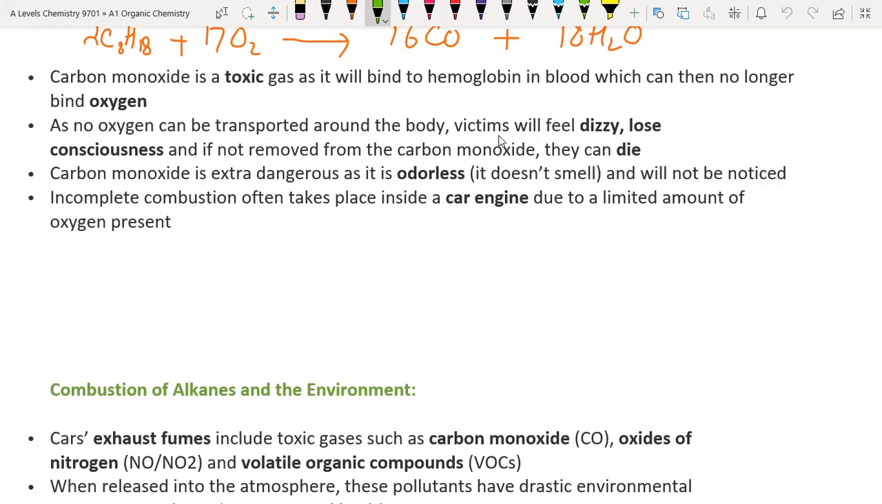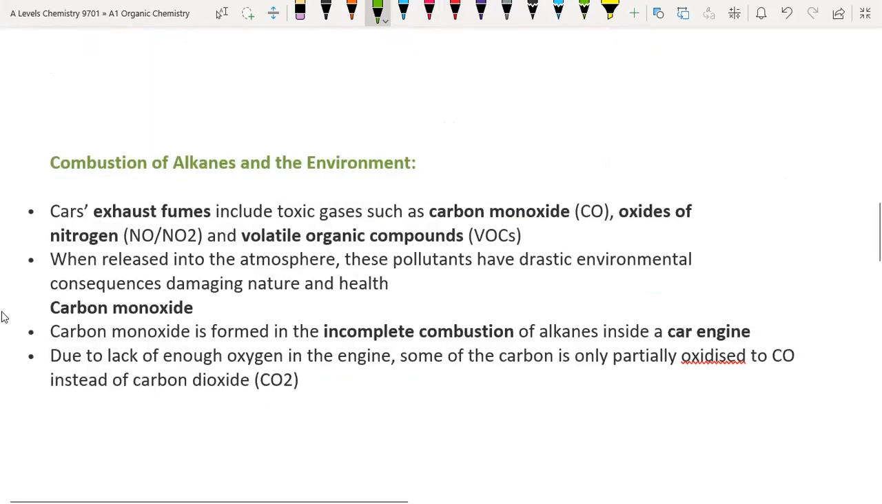Incomplete combustion often takes place inside a car engine due to a limited amount of oxygen present. Where does incomplete combustion occur? Inside a car engine due to the limited amount of oxygen present. Combustion of alkanes, or combustion of hydrocarbons, and the environment.